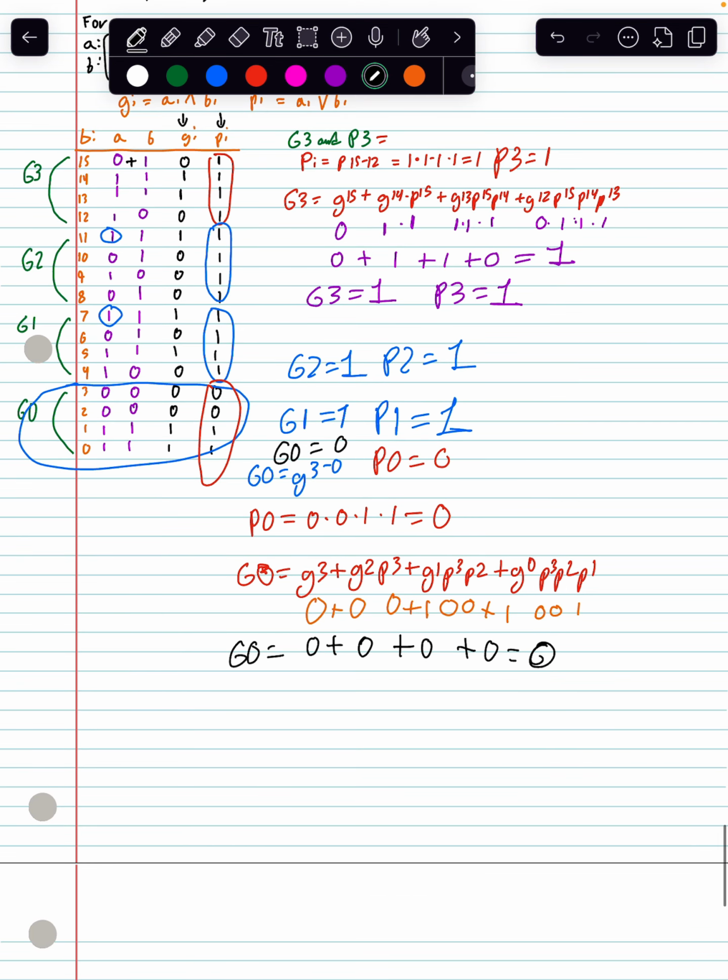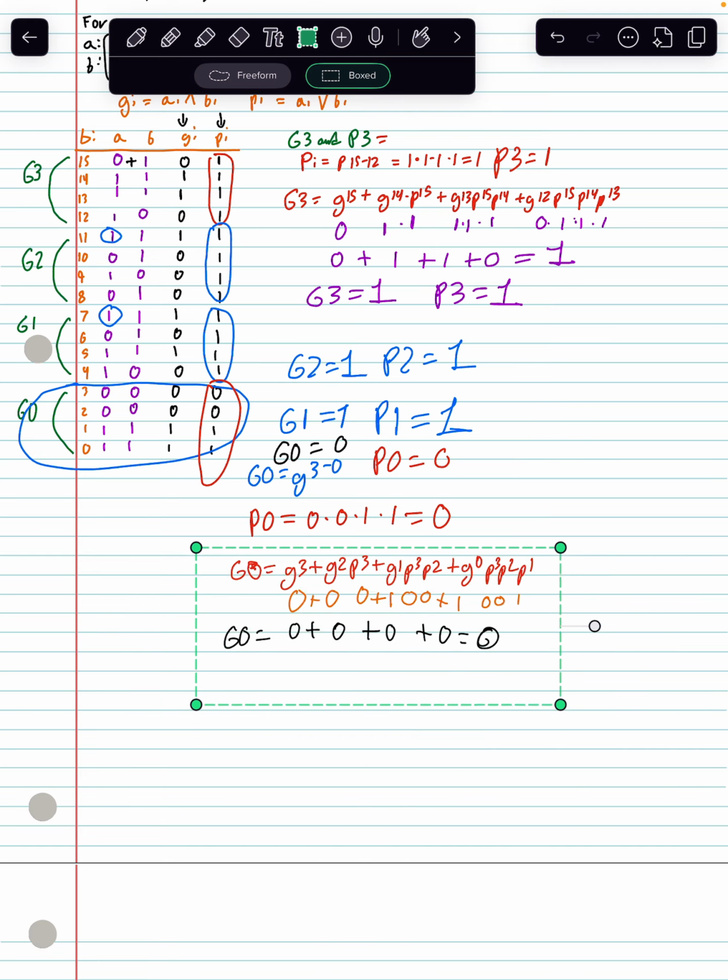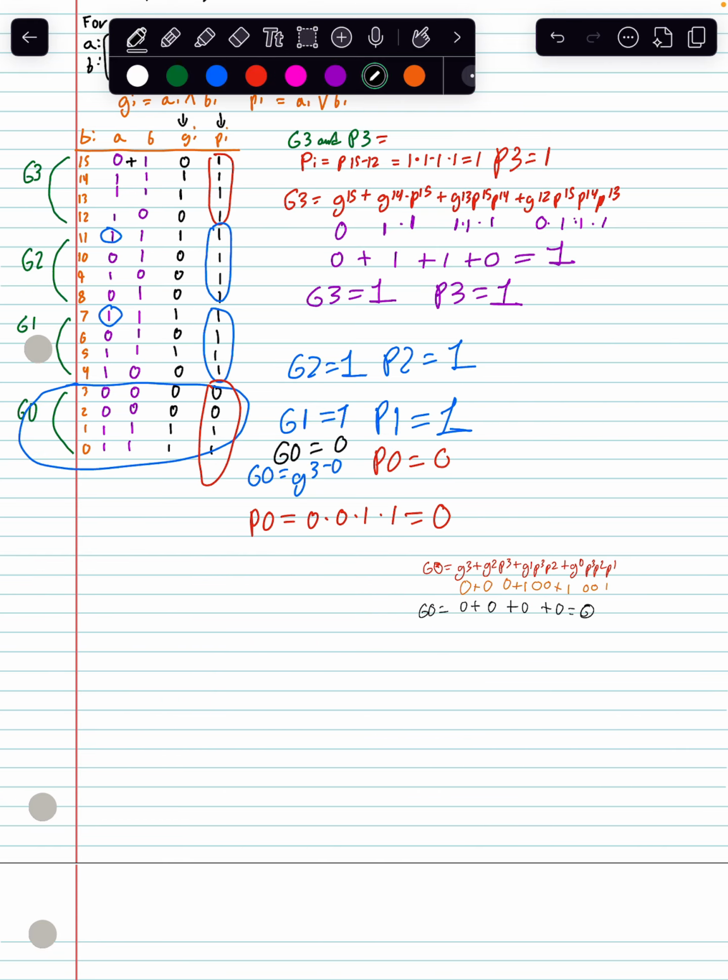So now we can use this to make a table. Now we have our large G values, so we're going to list them right here. We're going to put our G's and our P's. And we'll just name them group 3, and so on, group 1, group 0 right down here. And then we remember that G3 was a 1, and G2 was a 1, and G1 was a 1, and G0 was a 0, and P was 1, 1, 1, and 0 as well.